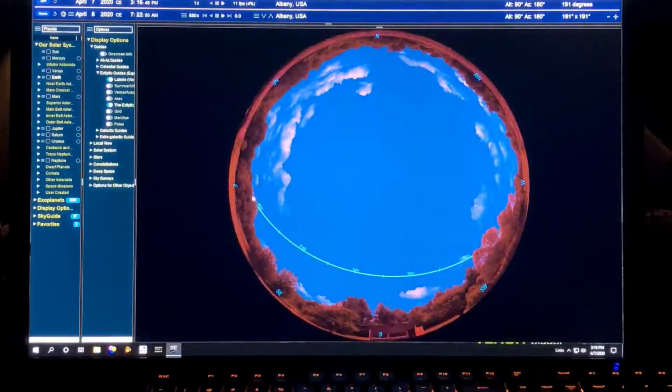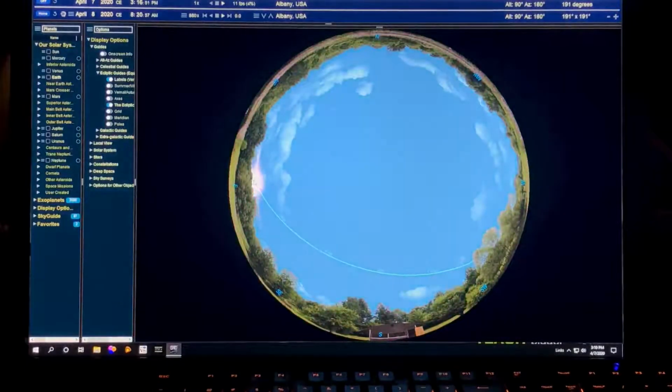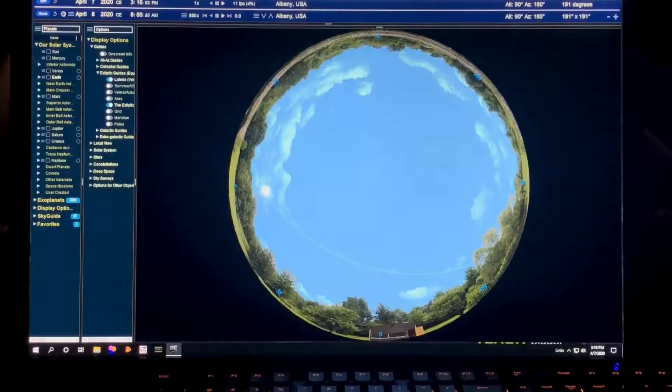All right, we're coming back around to daytime. And here we see the sun is still on that line right there. So that is the ecliptic. That is the path there.